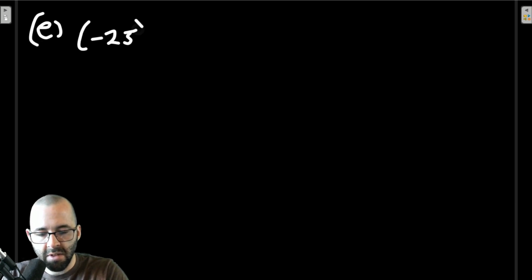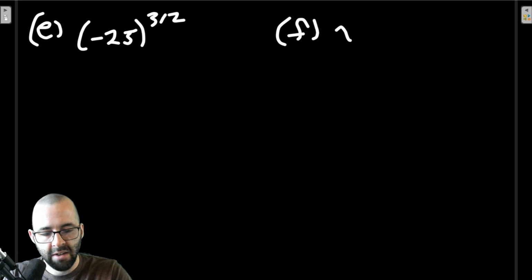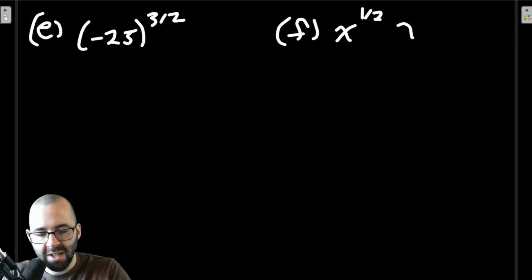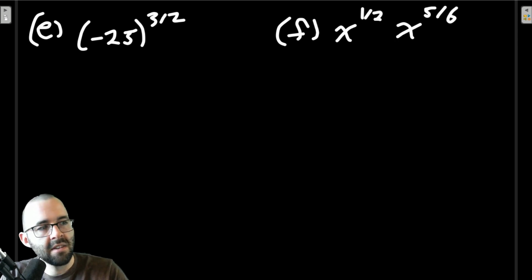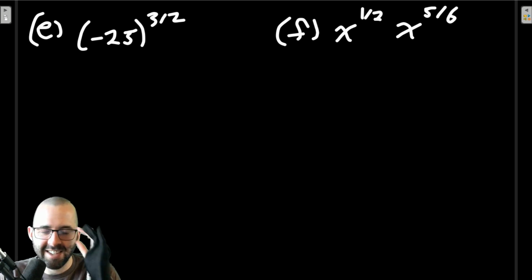Negative 25 to the 3/2. Again, I'm really wanting to iron out these negatives right here. And then x to the 1/2 times x to the 5/6. I love that word, sixths. Lots of consonants in there.